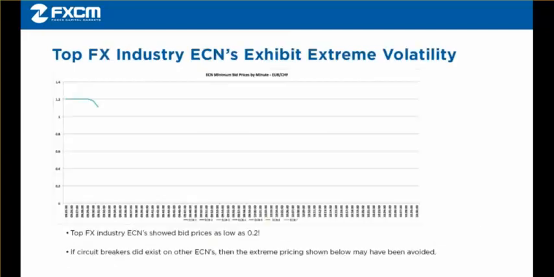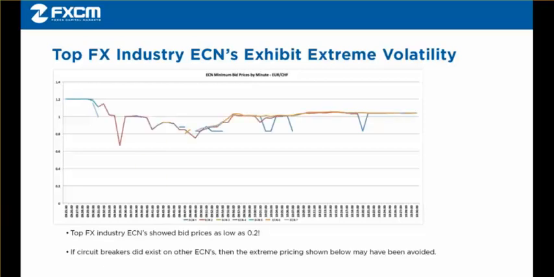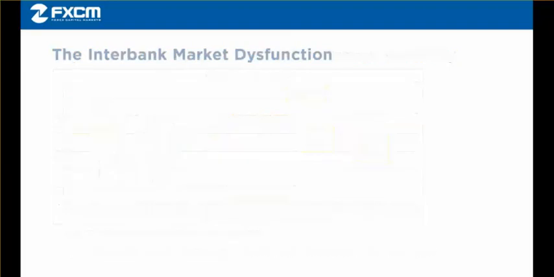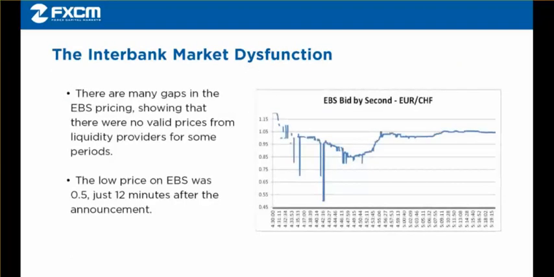Expanding this analysis to the network of major ECNs, we can see that this event was systemic across the industry and not an FXCM-specific issue. Several ECNs were quoting bids literally thousands of pips below 120 within minutes of the SNB announcement, a truly unheard of occurrence. This chart drills into the bids of one of the top global ECNs, EBS, an ICAP company. The gaps in EBS bids show several periods where available liquidity was literally zero.